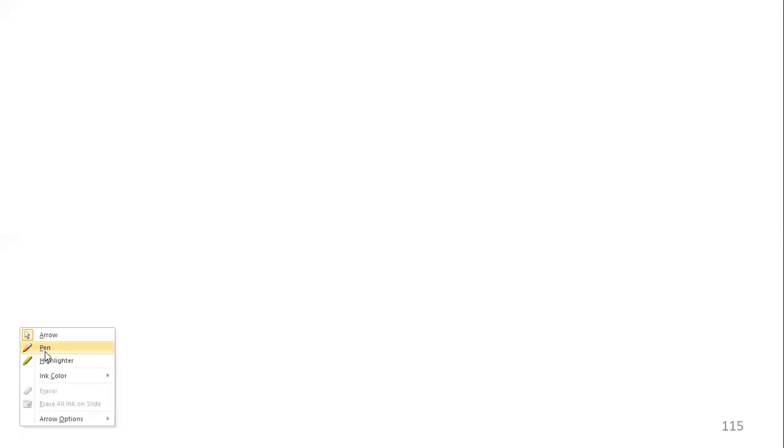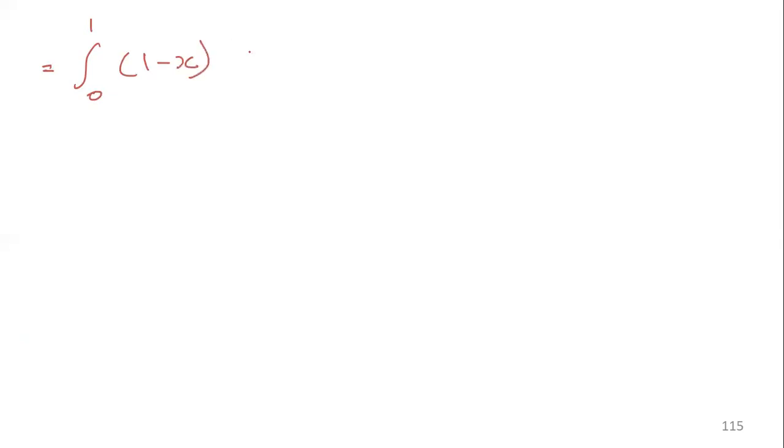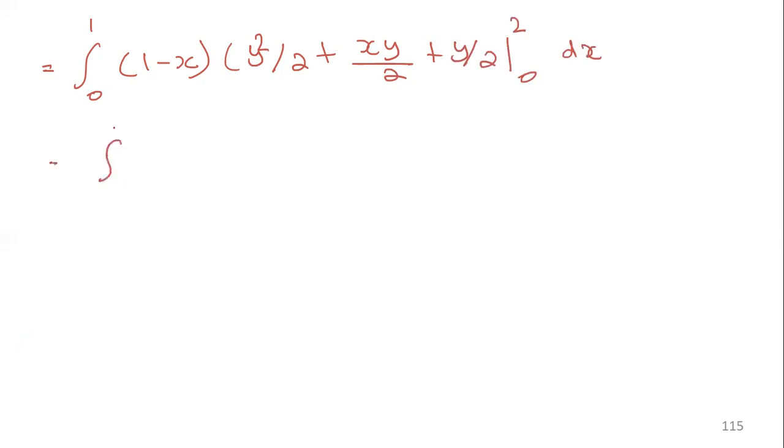Then again, did anyone get the answer? You don't need to do this many steps. Has anybody arrived at the answer? If you know integration well, you can do it in half a second, in 13 seconds. xy by 2 plus y by 2, same equation, dx. Now we will integrate it along x, 0 to 1 minus x.